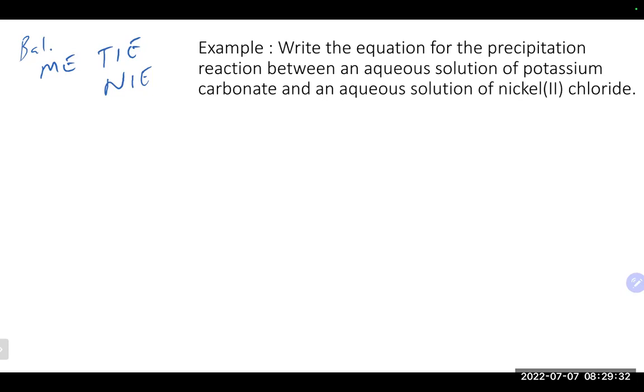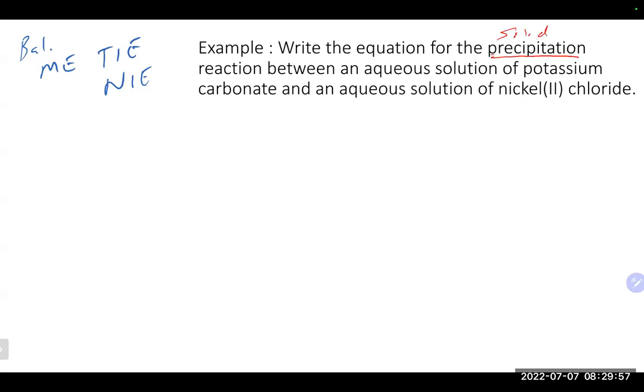So as we also talked about last time, it's really important when you're writing equations, especially if you're given things in words or you're trying to predict what's on the other side, that you get all the right formulas down first and then worry about the balancing. Again, you don't want to do both of those things at once. So here we're doing a precipitation reaction. So we do know there's going to be a solid that's going to be formed.